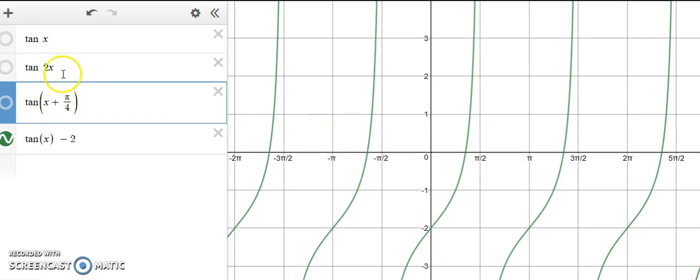Okay, so remember those same basic shifts that we did before also work for the tangent graph. So this will alter our period, this will shift us left and right, and this will move us up and down.